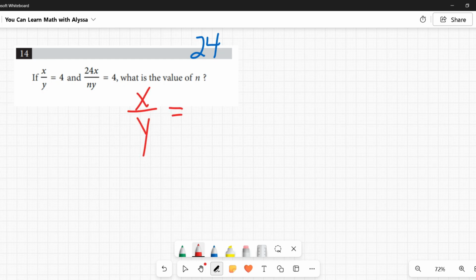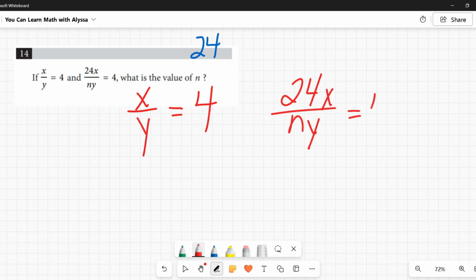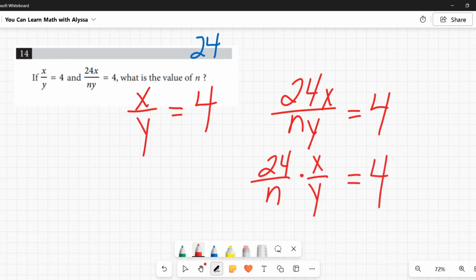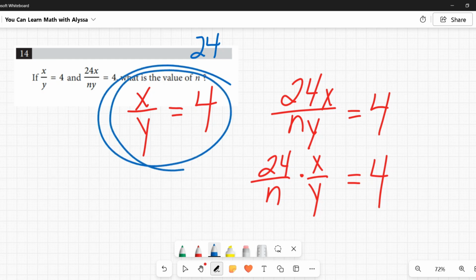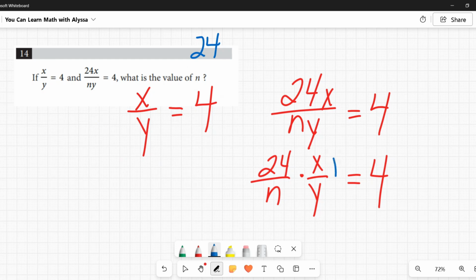Okay, so let's look at it again from a different point of view. x over y equals 4, then 24x over ny equals 4. Now I'm going to do the same thing that I did, and I'm going to say 24 over n times x over y equals 4. And I'm going to view it as a substitution. Like I've just been given two equations, a system of equations, and I'm trying to solve. But it's a little different than our normal ones. But I know that x over y equals 4. So I'm going to substitute 4 right there for x over y.